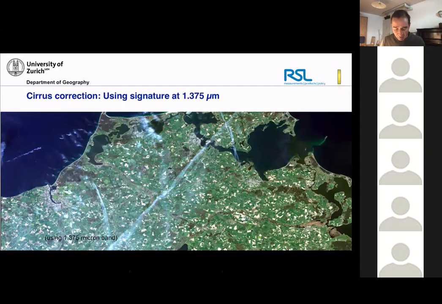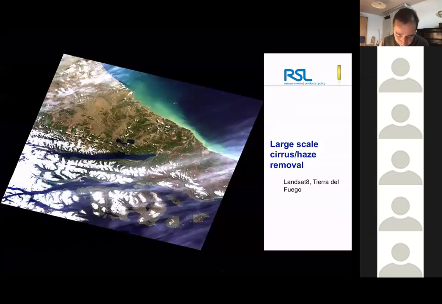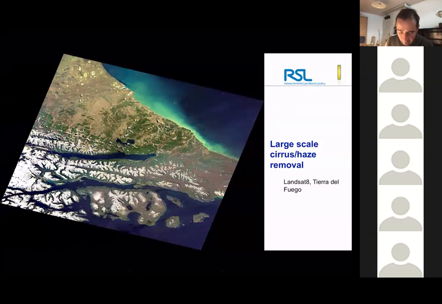For the cirrus correction, that's for satellites, you're using a signature at 1.375 microns. That's a fully absorbing band, and there you only see the cirrus. And if you correct for it, you can completely remove these effects. This can also be done in combination with haze. So this is a large-scale correction in Patagonia we did, and you can almost completely remove that from the cirrus band together with the haze detection method I was talking about last time.